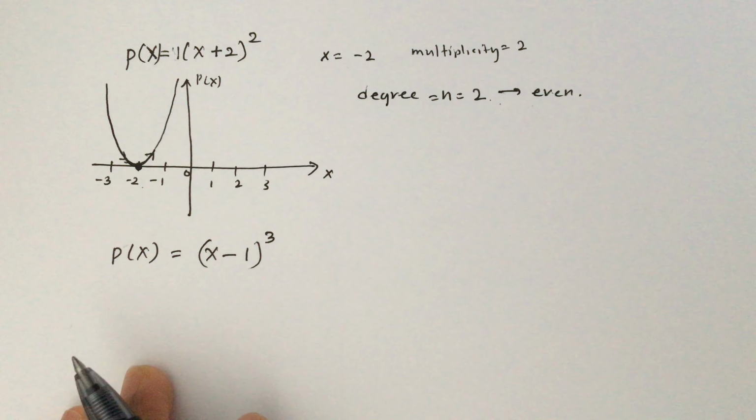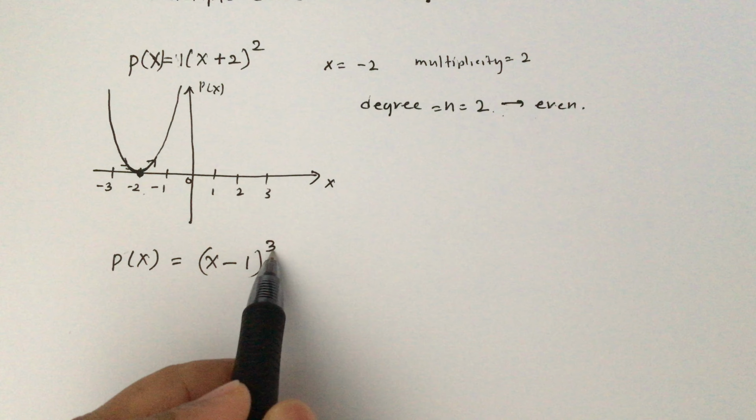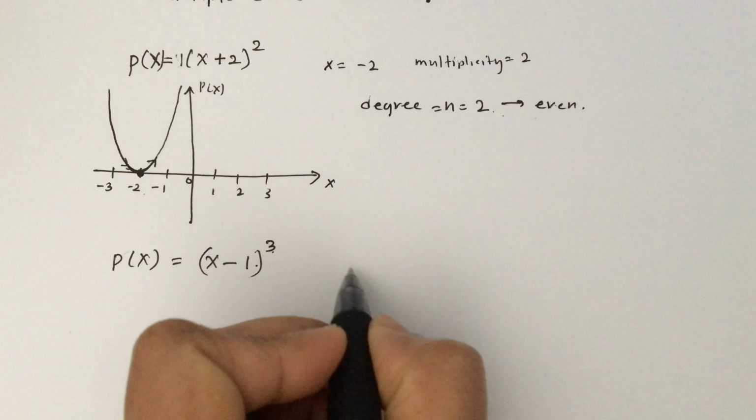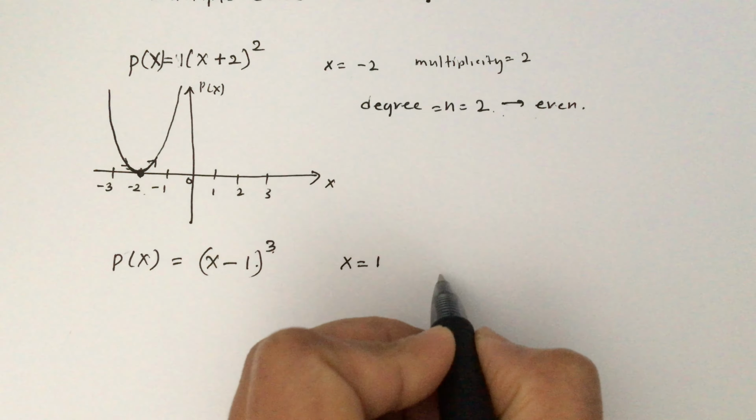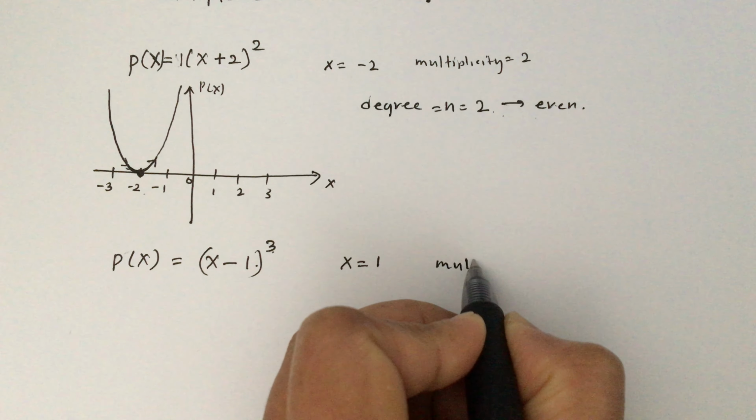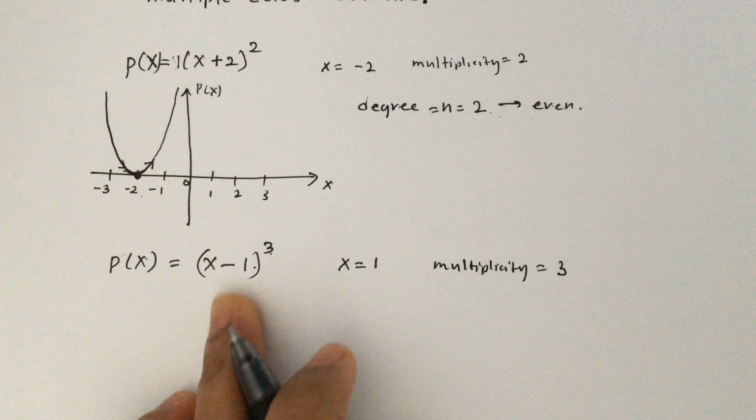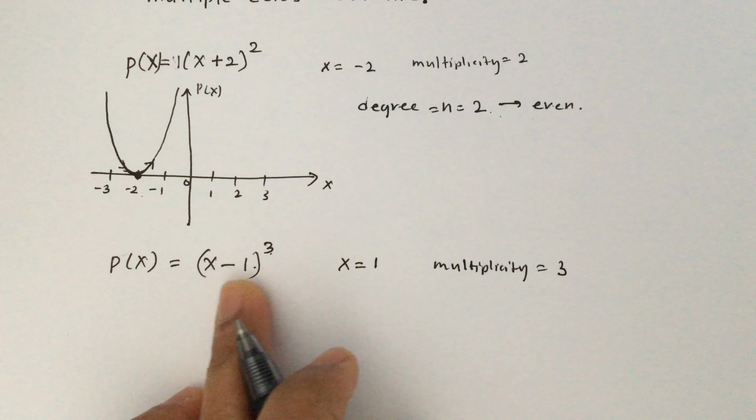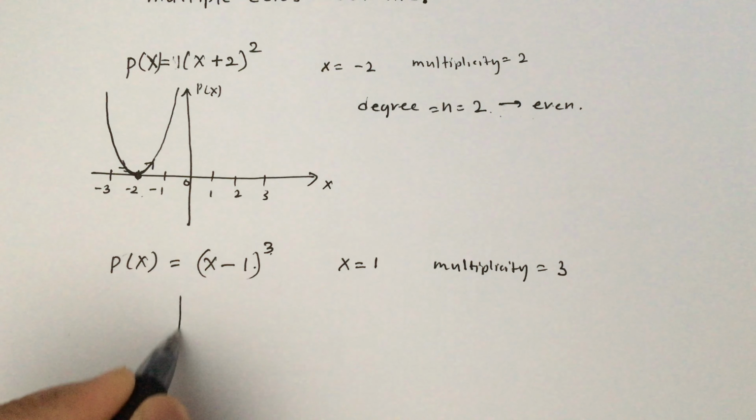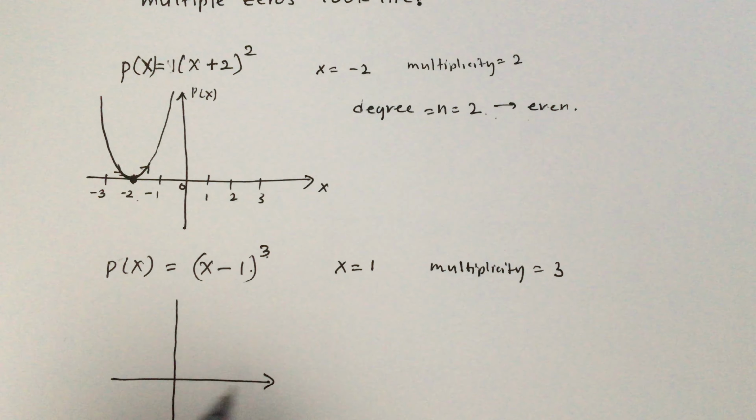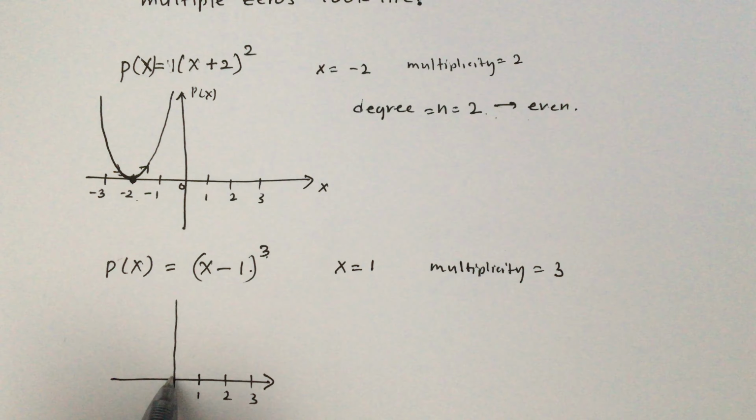Okay, let's see another example. This is the polynomial (x - 1)^3. This is also in the factor form. So your 0 is x equals 1, and the multiplicity equals 3, right? Power is 3 here. This is a cubic polynomial, right? So the shape of this polynomial will be like this, at x equals 1, 2 and 3.